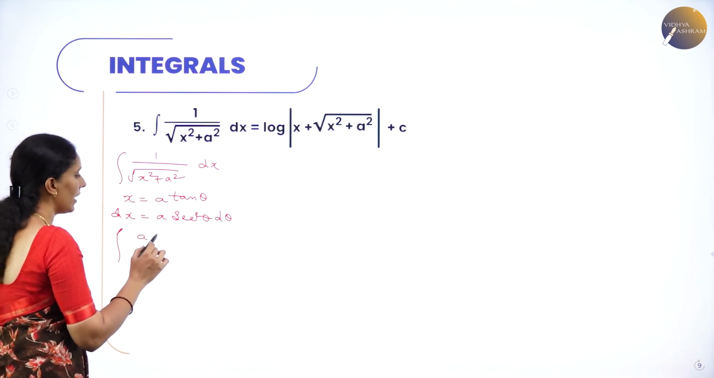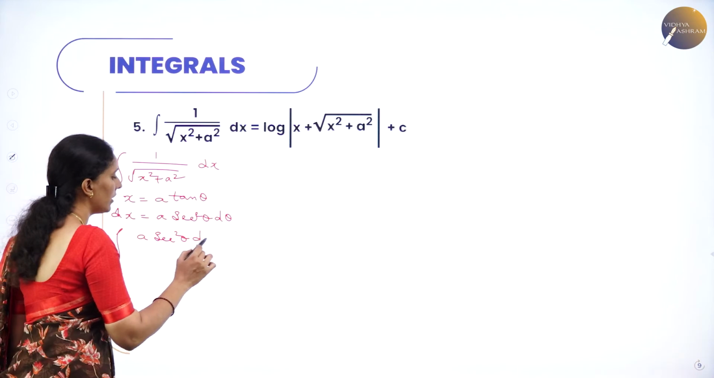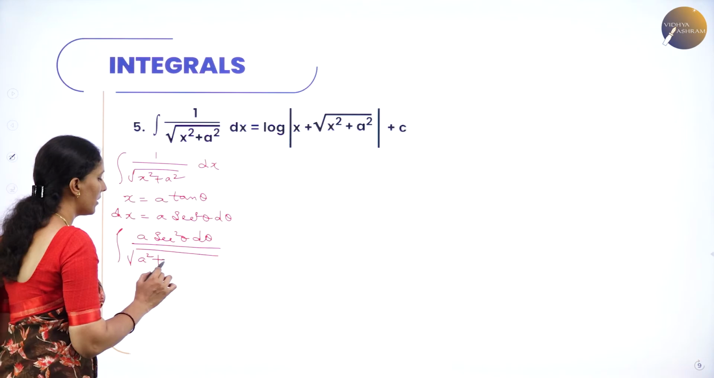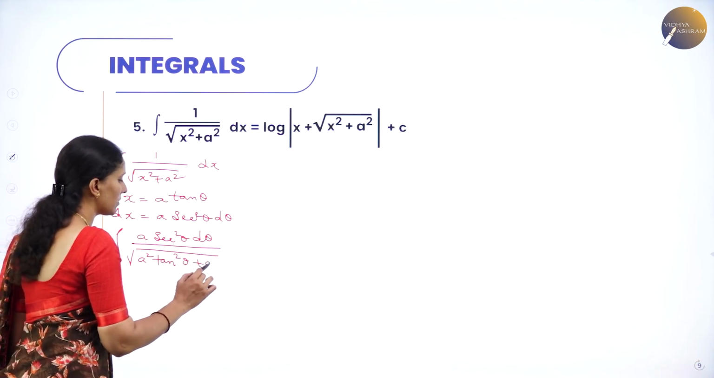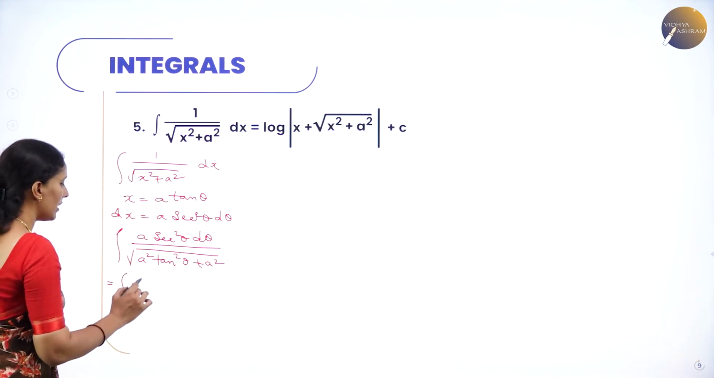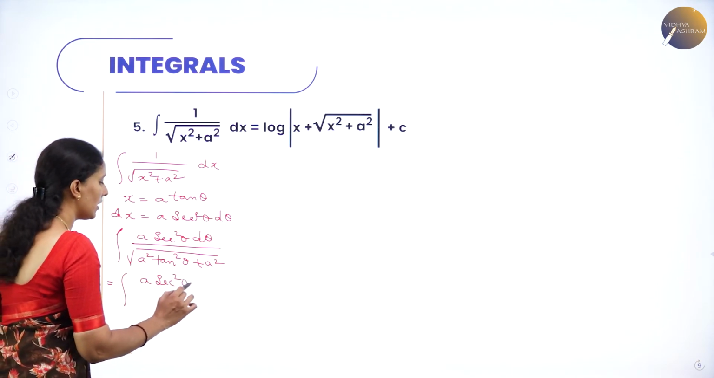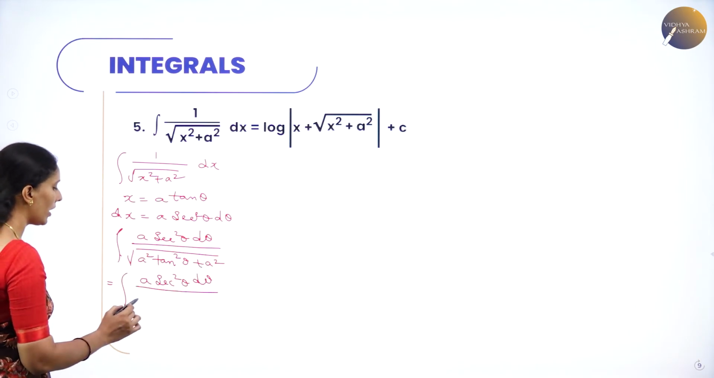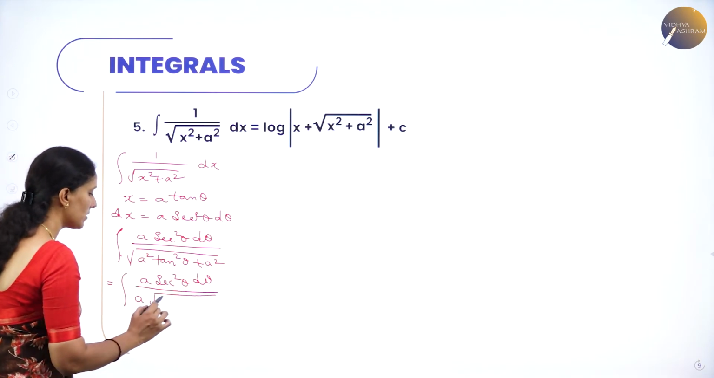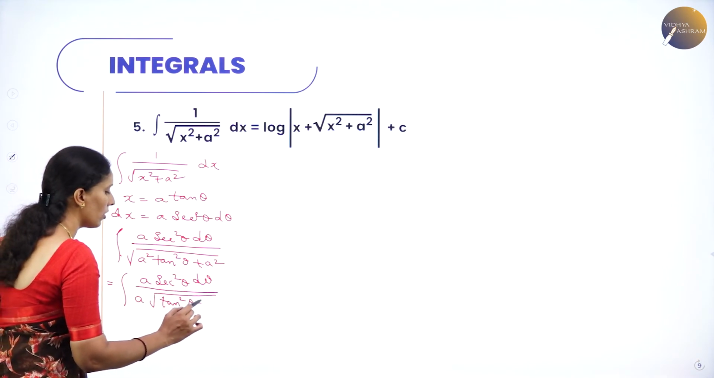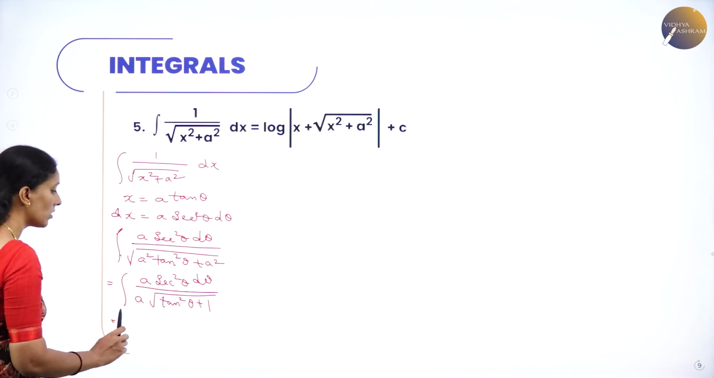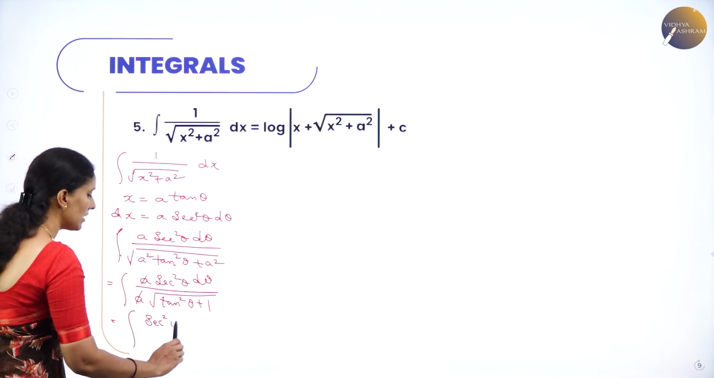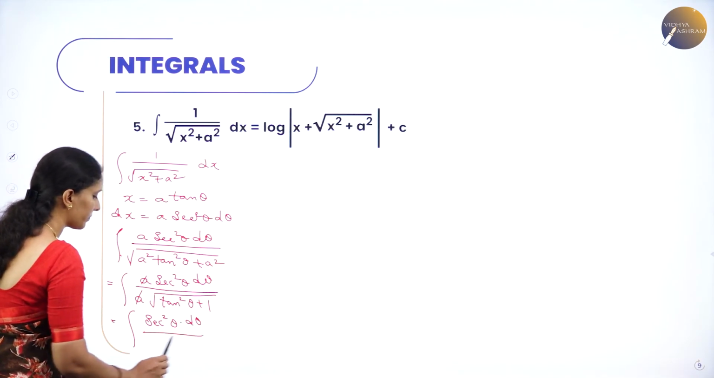So we will get secant square theta d theta whole divided by square root of a square tan square theta plus a square. So here again, secant square theta d theta divided by a square. If you take common factor and take it outside, it becomes a, then it becomes tan square theta plus 1. We know that tan square theta plus 1 is secant square theta, and here a gets cancelled. So here we have secant square theta d theta.